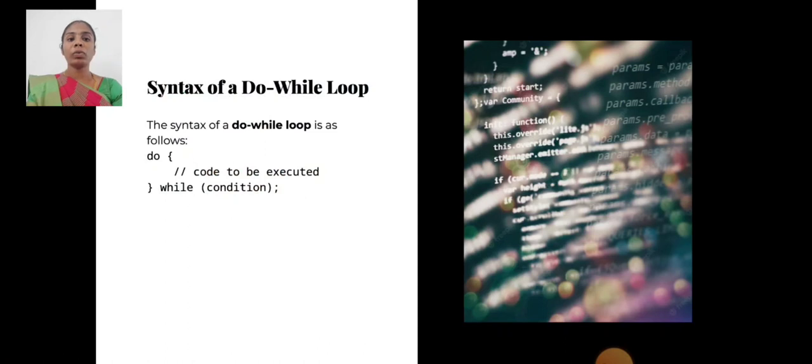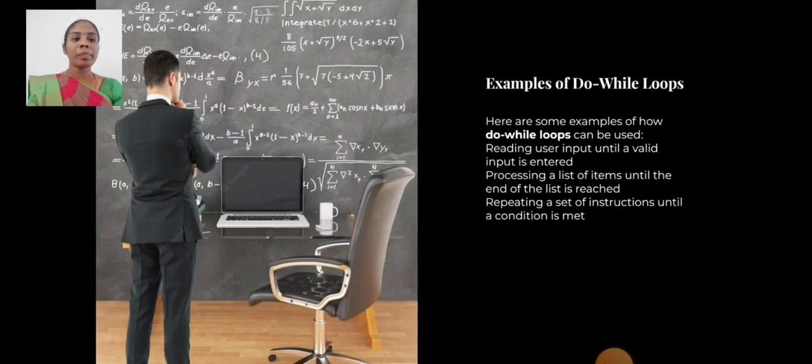Syntax for a do while loop. Do the code to execute, then the while condition is checked. Examples: reading user input until a valid input is entered, processing a list of items until the end of the list is reached, repeating a set of instructions until a condition is met.